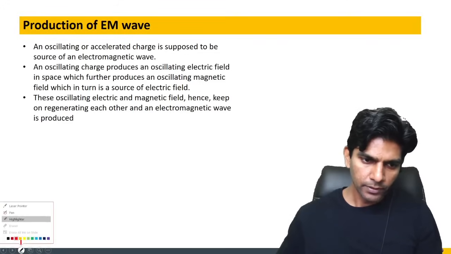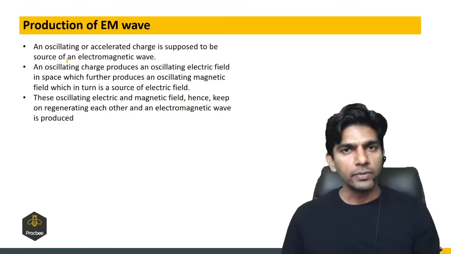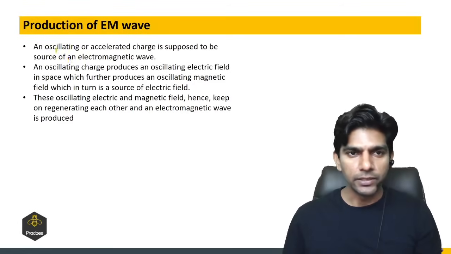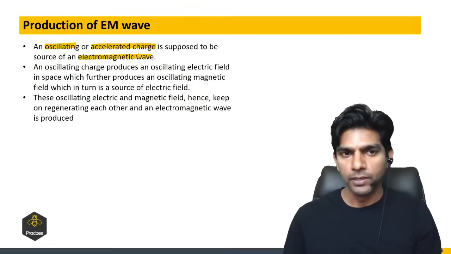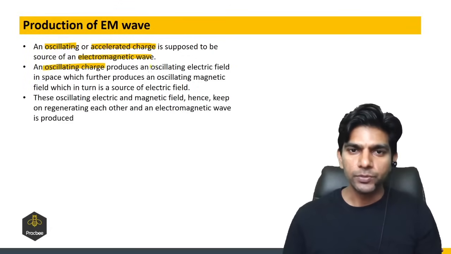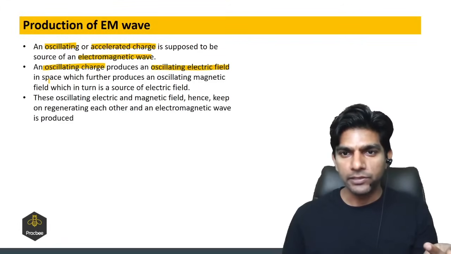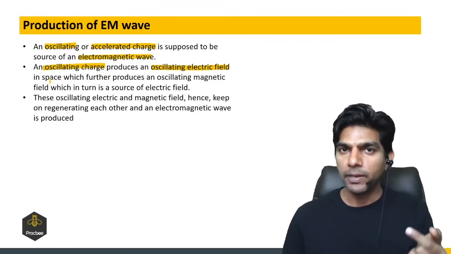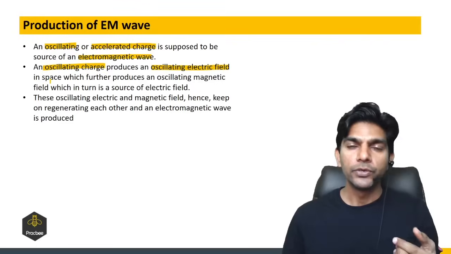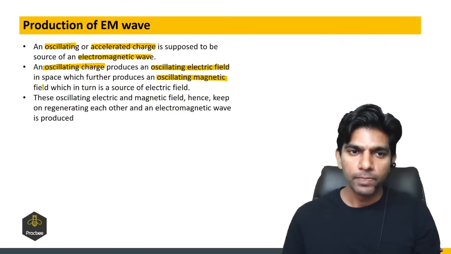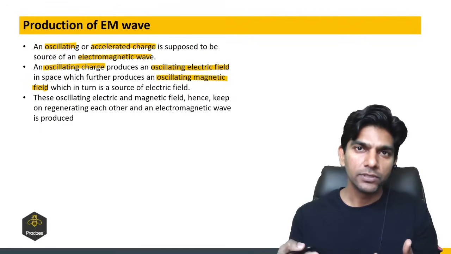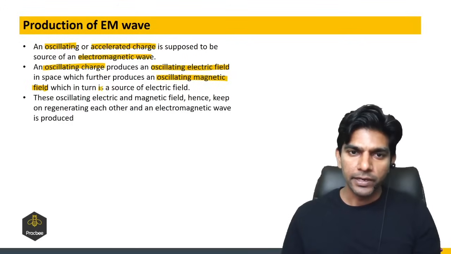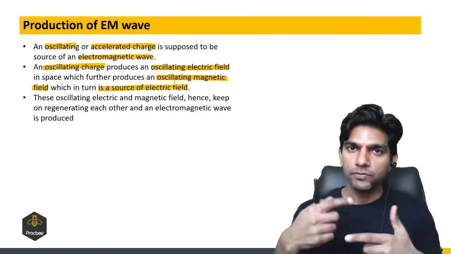So let us see. First of all, to produce electromagnetic radiation, we require an oscillating charged particle. An oscillating and accelerated charged particle is the source of electromagnetic waves. And how can it produce them? An oscillating charge produces an oscillating electric field in space. Now this oscillating electric field, by Ampere's Maxwell law, produces an oscillating magnetic field, right? And when we have an oscillating magnetic field which is changing with time, by Faraday's law it will induce an electric field, right? Then it becomes the source of electric field. So this phenomenon keeps on happening.